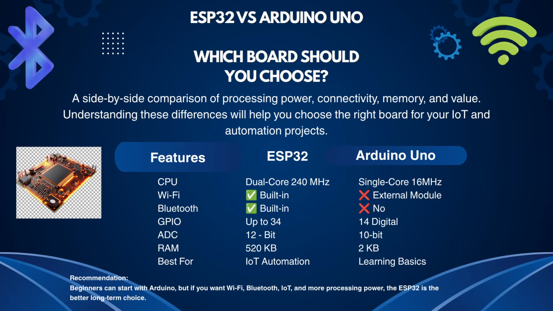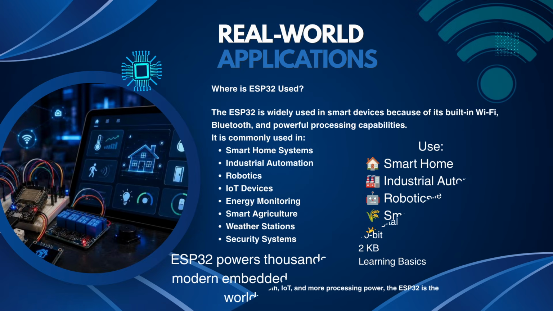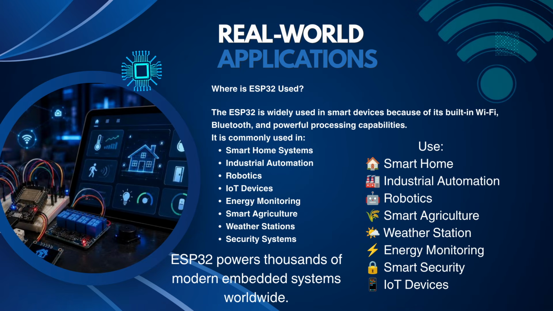So, which board should you choose? If you're completely new to electronics and programming, the Arduino Uno is an excellent platform for learning the fundamentals. However, if you plan to build Internet of Things devices, automation systems, wireless applications, or projects that require greater performance, the ESP32 is the better long-term choice. In this course, we'll focus on the ESP32 because of its powerful features, wireless capabilities, and versatility for modern engineering projects. Now that we've explored the features of the ESP32, let's look at how it is used in real-world applications.